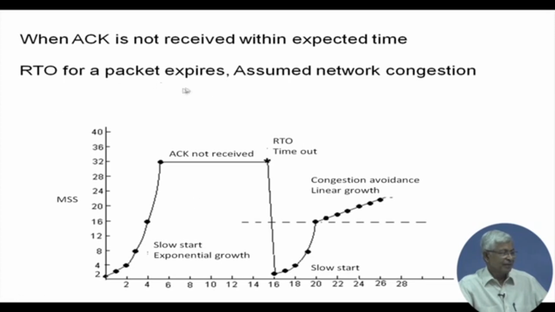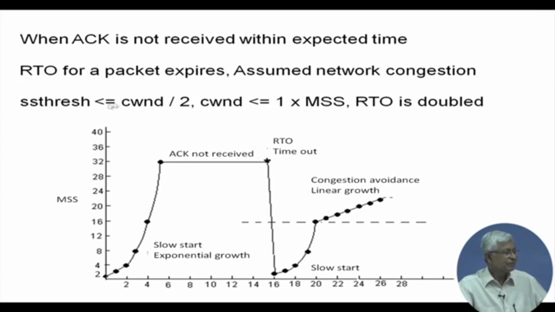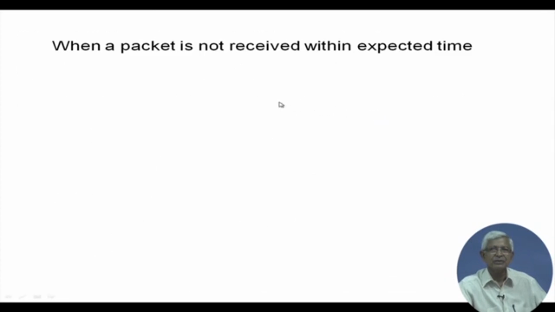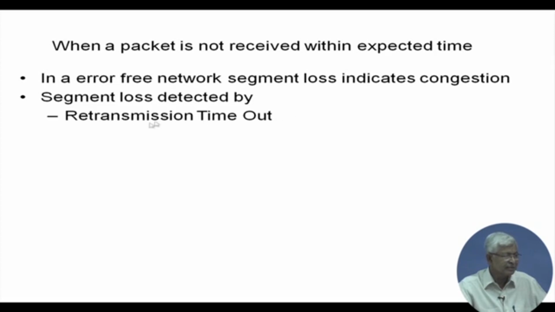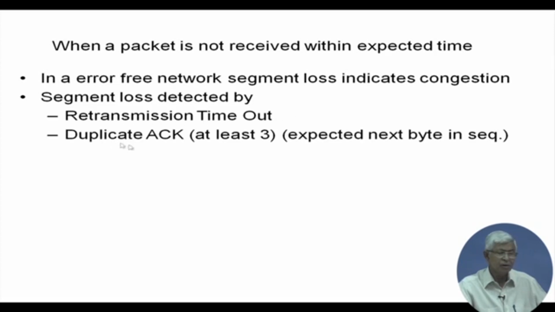RTO for a packet expires, assume network congestion. So, SS threshold is reduced to CWND by 2, whatever CWND was there. CWND is reduced to 1, though in today's scenario it is 2, and RTO is doubled. These details, let us not go into. When a packet is not received within the expected time in an error free network, segment loss indicates congestion, that is the TCP protocol, but segment loss is detected by retransmission timeout or duplicate ACK.